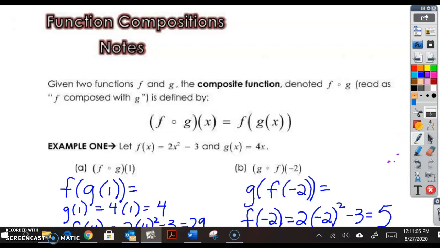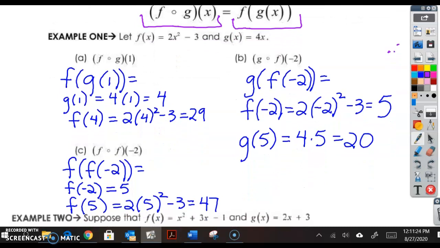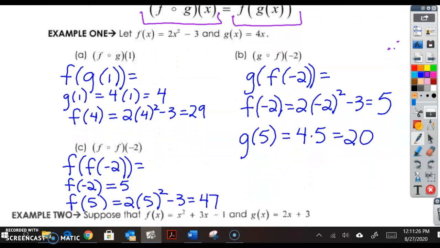Okay. Given two functions, f and g, the composite function is denoted f composed with g. And usually when I see this, immediately I write f of g of x, okay? So let's go ahead and look at our first example. And I have a lot of this written down because I'm afraid I'm going to run out of time. When I see f composed with g of 1, we're going to write f of g of 1.